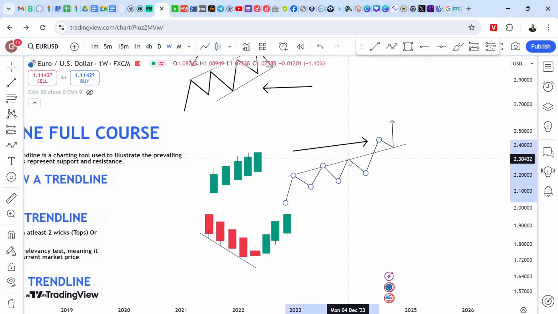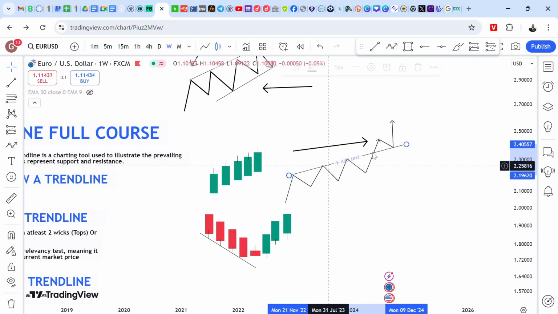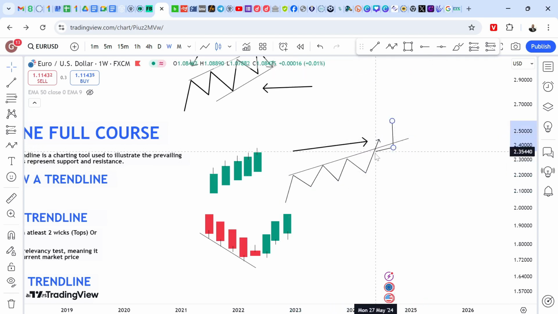When I see the market behaving this way, I could just put my trend line and wait for price. Maybe I want to buy, so I'll be waiting for price to break above this trend line. Once I see a breakout of this particular trend line, I'll wait for a retest of it. Then I will take my buy here.